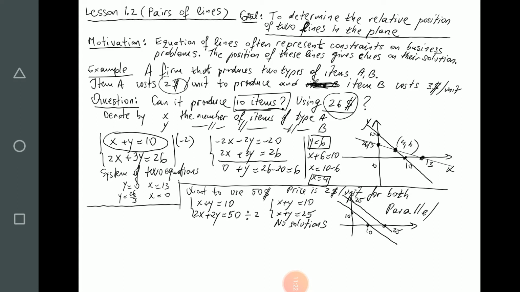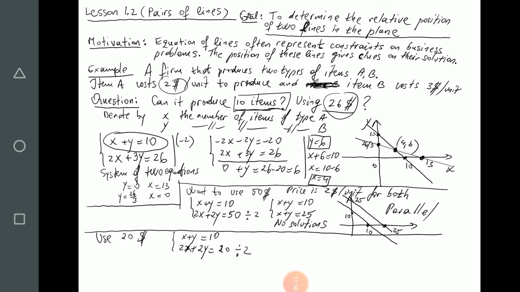On the other hand, let's say I want to make a slightly extra modification. Let's say I want to actually use $20. So same data as above, but $20. That means I produce 10 units, cost of production is the same for both, $2, so 2x plus 2y should be $20. Again, just like before, if I divide by 2, notice that in fact the two constraints are really the same.